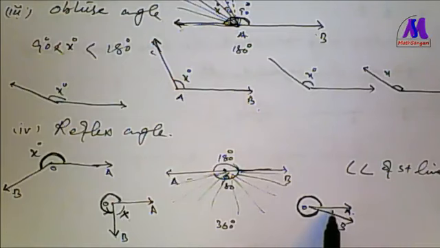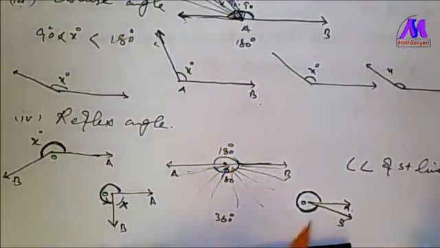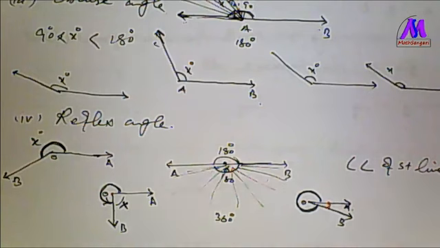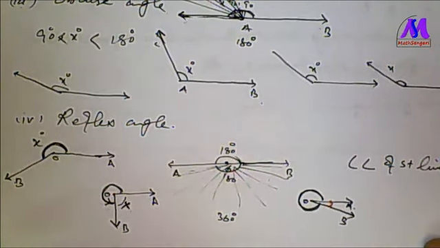Remember, if it's not the reflex, then it will become an acute angle. If you mention the angle here, then it will be an acute angle, and the outside of the angle, just like this one, is called the reflex angle. So there are 4 types of angles: acute angles, right angles, obtuse angles, and the reflex angle.